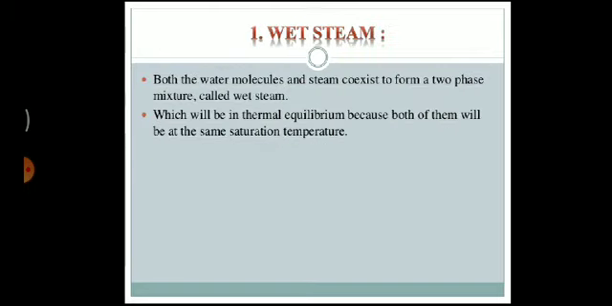First, wet steam. Both water molecules and steam coexist to form a two-phase mixture called wet steam. It contains vapor molecules as well as water molecules together. They are in thermal equilibrium because they are at the same saturation temperature. Generally, there is thermal equilibrium contact between the water and vapor, through which phase change occurs.